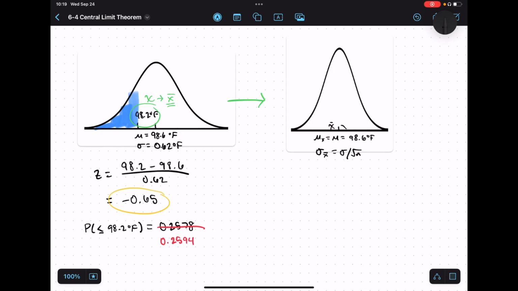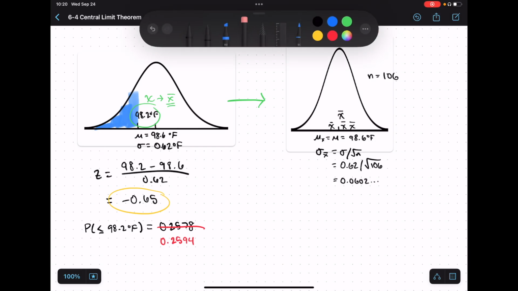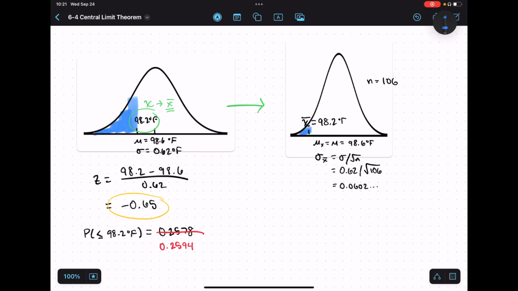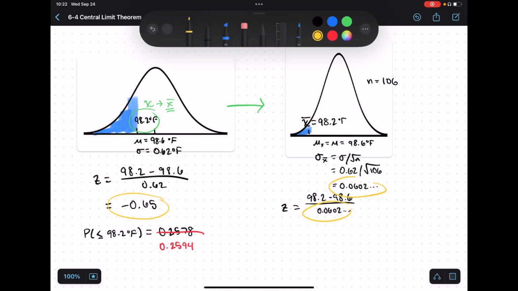For all of our samples x bar, that sample size is 106, so the standard deviation is 0.62 degrees Fahrenheit divided by the square root of 106, which is 0.0602 and then some. So if we want to find the probability of obtaining a sample mean of 98.2 degrees Fahrenheit or lower, we again calculate the area under the curve, which is much less now that we're using the standard error of the mean when we calculate our z-scores.